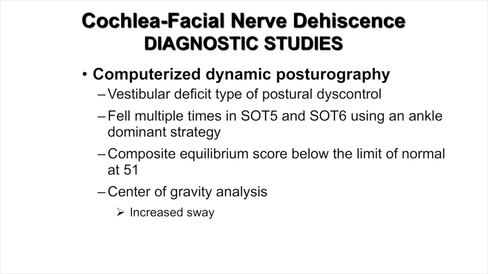His computerized dynamic posturography revealed that he had a vestibular deficit type of postural control. He fell multiple times in sensory organization test 5 and 6 using an ankle dominant strategy. His composite equilibrium score was just below the limit of normal at 51. His center of gravity analysis revealed increased sway, which is typical of otolithic disorders.